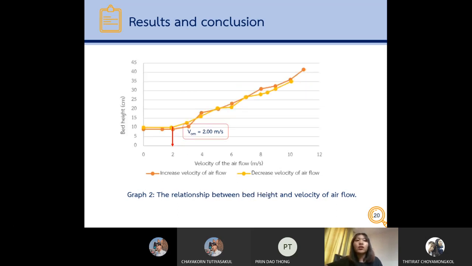Graph 2 shows the relationship of bed height and velocity of airflow. At low velocity, the height of the bed does not change, and when the air velocity is increased, the bed height moves and continues to increase until the maximum velocity. When reducing the air velocity and it becomes a fixed bed again, the height is greater than the height before the experiment began, because the expansion of the bed was not compensated as in the beginning.